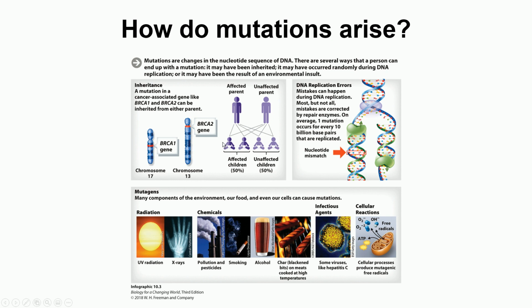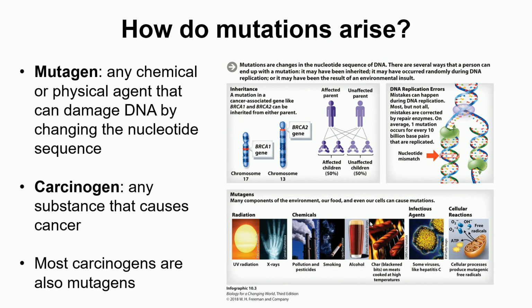This is all talking about the inherited mutations, the mutations which we acquire from our families which are there in our genes. And this is talking about all the environmental things like UV radiation, X-rays, pollution, smoking, alcohol, charred or barbecue meat and all that, that can also cause cancer. Viruses and some cellular reactions, cellular processes, are also responsible for mutations.